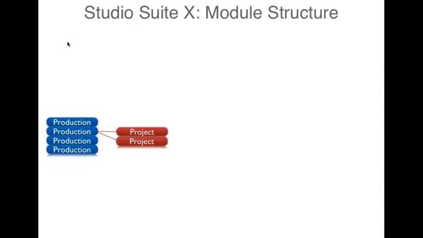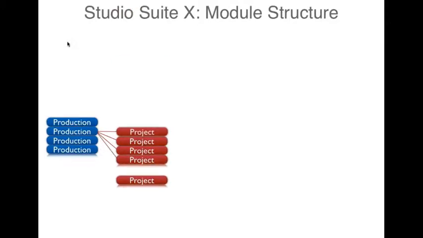So let's start at the top. There are productions, and a production could be a season of a TV series or a feature film or any kind of large project that has smaller projects. It could be, I don't know, you get the idea. So within each production, there is one or more projects. So if we were using the model of a season of a TV series, each episode could be a project, or in a feature film, each reel could be a separate project, or each phase. Maybe the pre-production is a project, the production is a project, the post-production of the video editing is one project, the audio editing is another project, and so on.